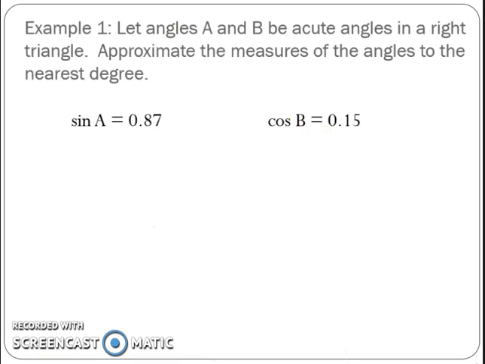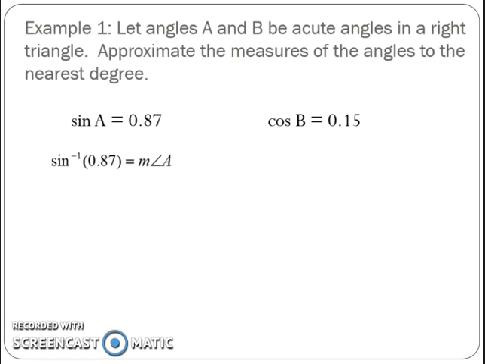So our first example here. Let angles A and B be acute angles in a right triangle. Approximate the measures of the angles to the nearest degree. If the sine of angle A is 0.87, to go backwards to find angle A, we're going to do the inverse. So sine inverse of 0.87 will find us angle A. And you can type that in your calculator.